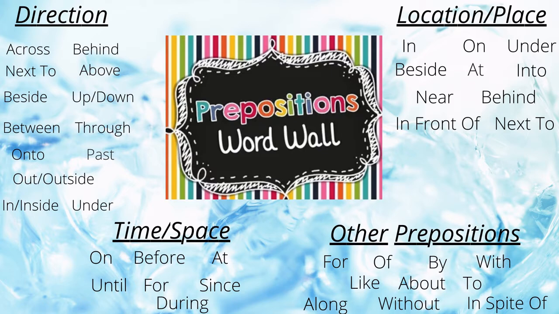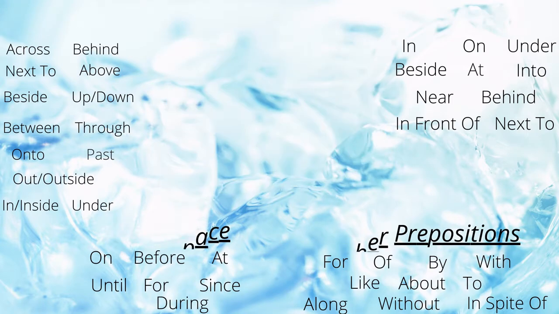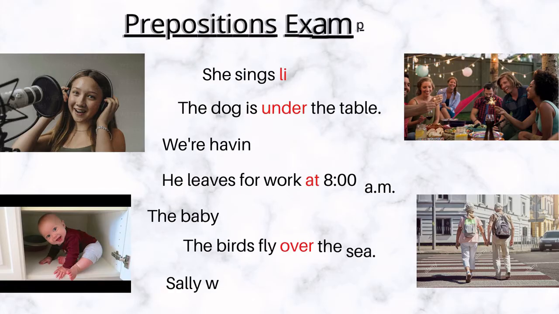Finally, let's go over some other prepositions that can be helpful when speaking fluently. For, of, by, with, like, about, to, along, without, in spite of. Now, let's put these prepositions into action and see what they look like being used in context.